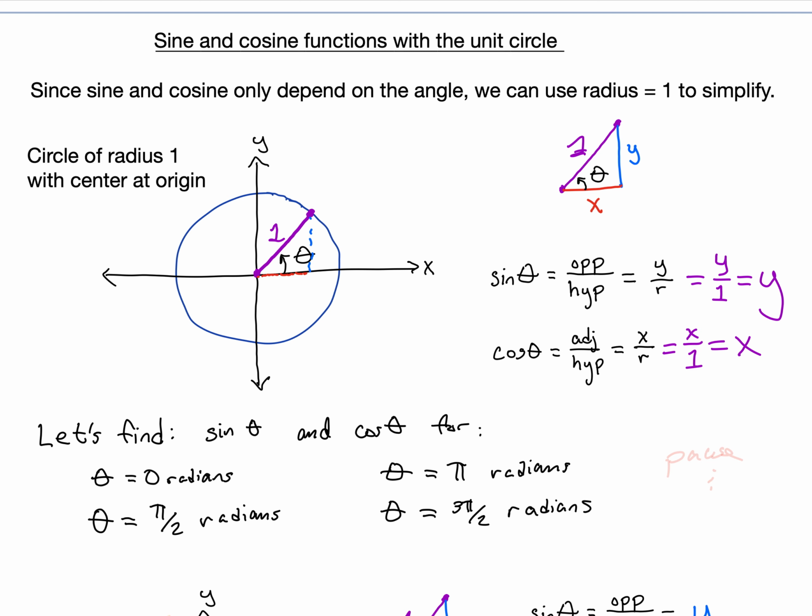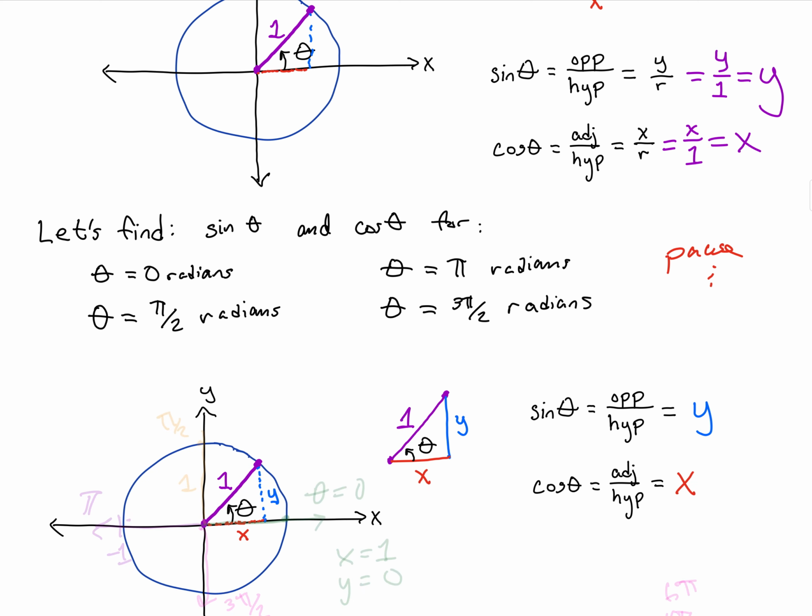Let's find it for 0 radians, pi over 2 radians, pi radians, and 3 pi over 2 radians. I'd encourage you to pause at this point and try to think about it yourself. So we haven't done any examples like this, but see if you can think of how you might find these values. Let's start by finding these values for theta equals 0.